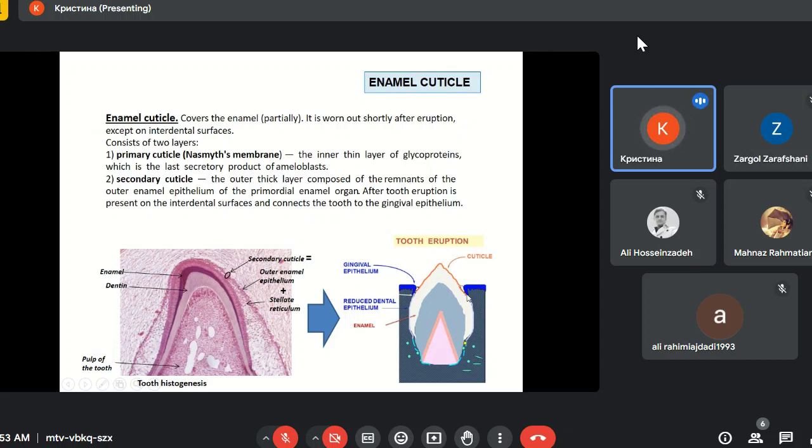It serves for protection of the enamel before the tooth is erupted, and when the tooth goes into the oral cavity, the cuticle is shed away from this area, but it still is present in this area where the tooth is attached to the gingival epithelium. So this will be the area of the cuticle presence.